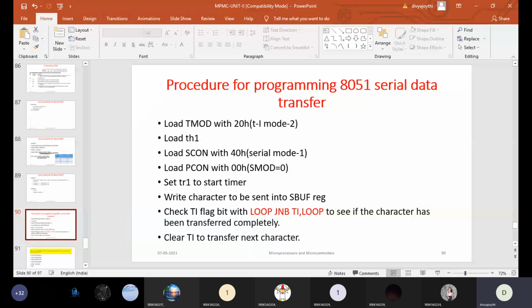So here we can select any mode out of the four modes of the serial port for transferring the data serially, but the most widely used mode is mode 1. When you are configuring your SCON register with mode 1, then the SCON value will become 40H. In a similar way, PCON will be 00.